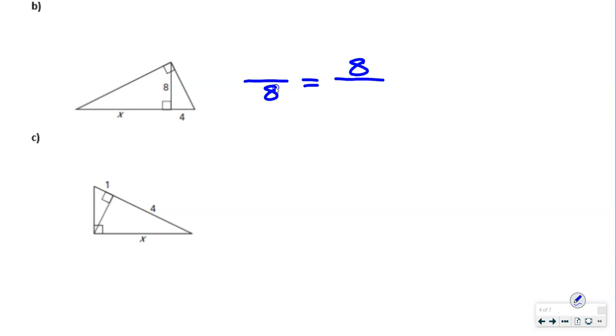So then my 2 parts, part 1 can be x, part 2 can be 4, and then I need to cross multiply and solve for x. So I get 4x equals 64, divide by 4 to solve for x, and x equals 16.